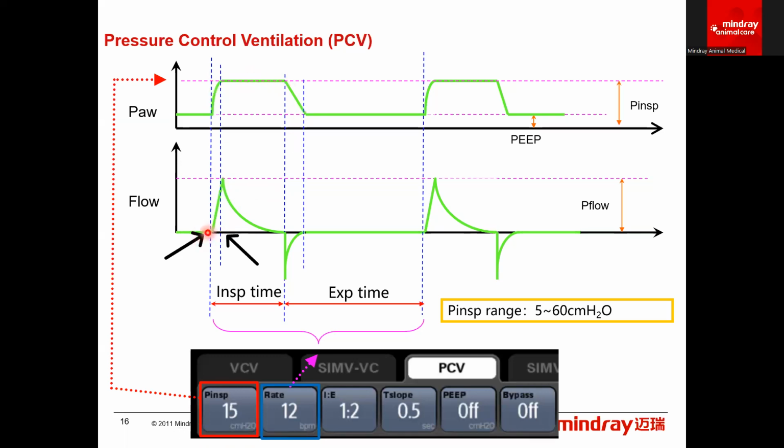Our airflow is delivered quickly, and then it slows down as it comes back down. Again, we have our rate, we have our I to E ratio. Your inspiratory pressure range is going to be between 5 and 60 centimeters of water. Obviously, we don't usually go over 20. So 60 is essentially when you set something to 60, you're essentially closing the pop-off valve.